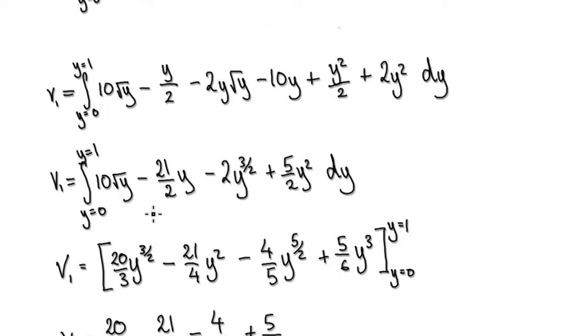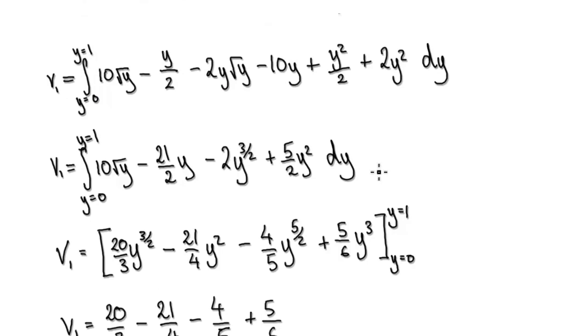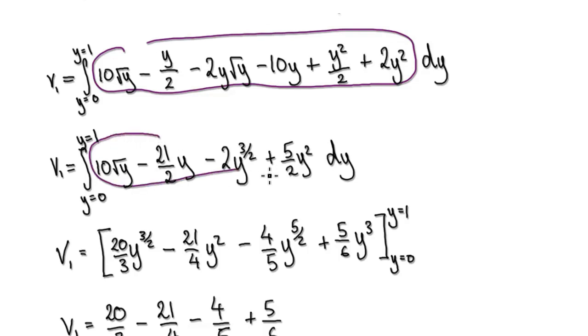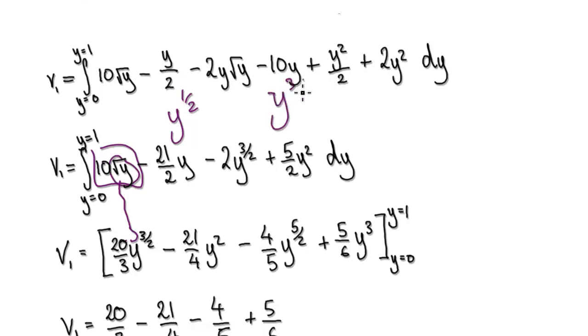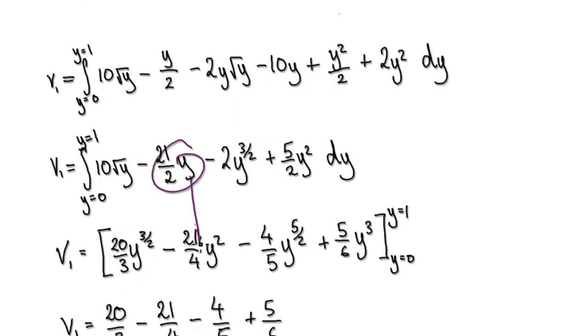If you tidy this whole thing up, it should give you this thing here. And then now integrate this whole thing with respect to y. When you integrate this, it will give you that, because square root of y is y to the half, and when you integrate it, it's y to the three halves, and then 2 over 3. Integrate this, it will give you that. Integrate this, it will give you this.